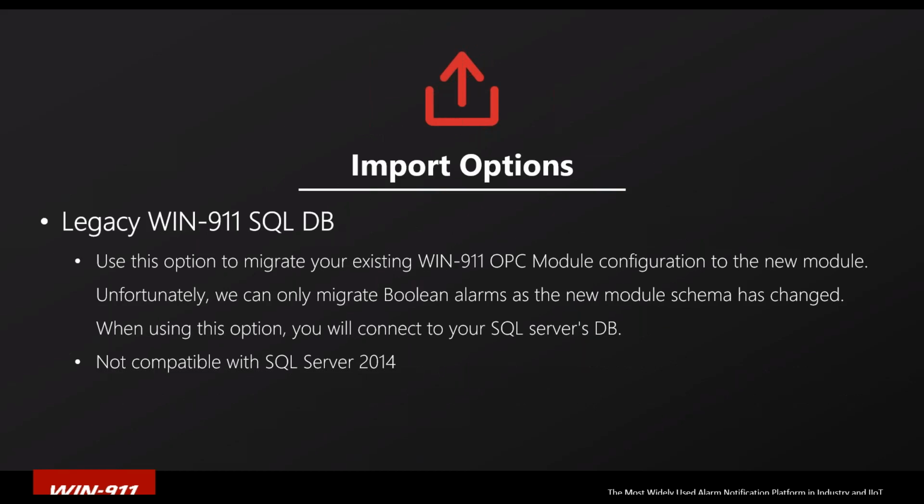Then we've got the legacy WIN-911 SQL database. This is for our existing OPC DA module. When you upgrade to R5 from one of the older WIN-911 releases, your configuration doesn't automatically get converted. If you want to keep that configuration, you can use this import option to connect to that existing database, because we're not going to do anything with that database, since we're putting in a new database for the new module. You can connect to it and then bring over your tags from there.